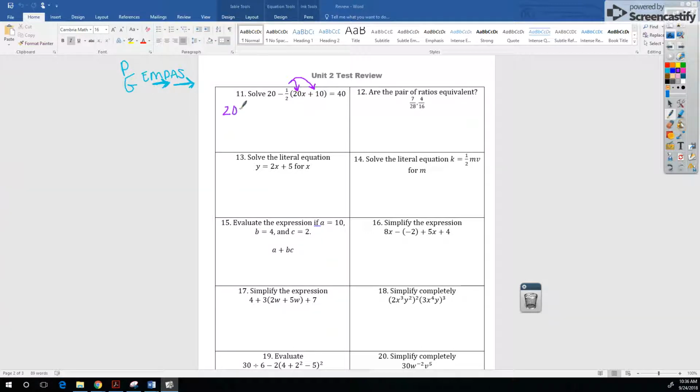So 20 minus. Negative half of 20x is 10x. Negative half times 10 is 5. Sorry, negative 5. Now we're going to combine like terms that we have on the left. So 20 minus 5 is going to give me 15.